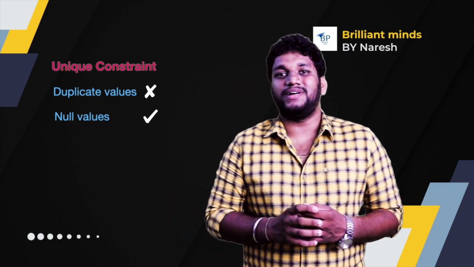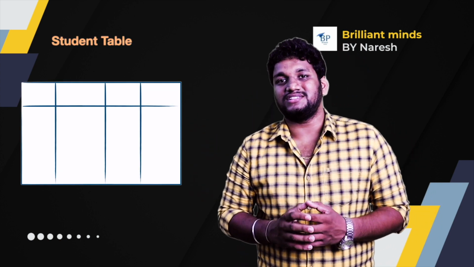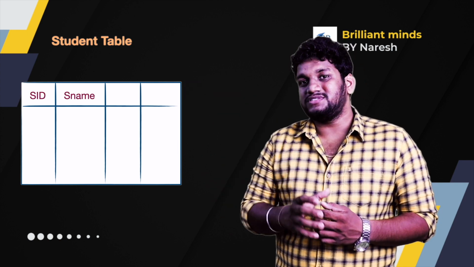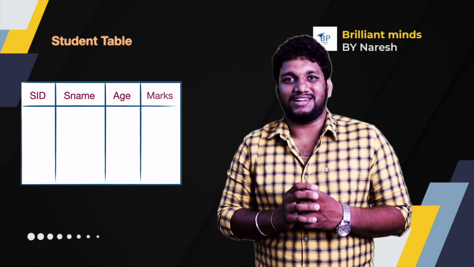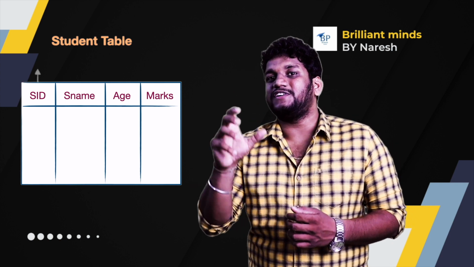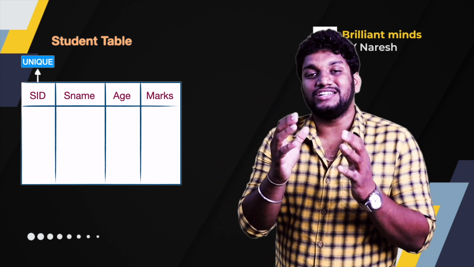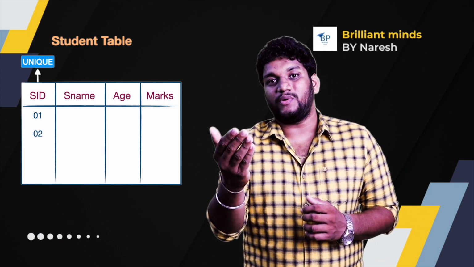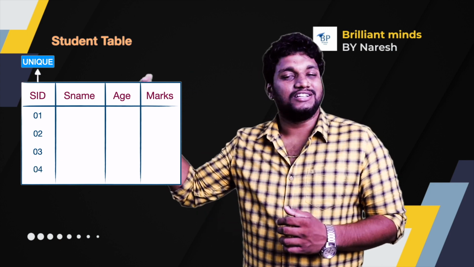Let me take one example of a student table to explain this unique constraint. Here in the student table, you can see some columns as student ID, student name, age and marks. If I take student ID, for student ID I am using the unique constraint. If I use the unique constraint for student ID, what will happen? It will not allow duplicates in the student ID column. The IDs I have in student ID are 01, 02, 03, 04.